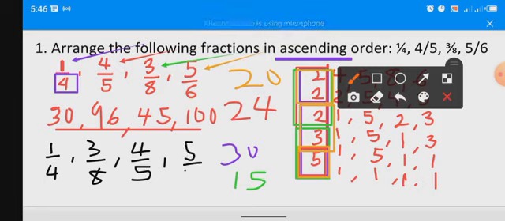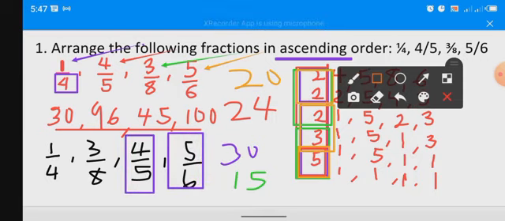So that's it. But if you are to arrange in descending order, you are to begin with 5 over 6, followed by 4 over 5, and so on. Get it? So that's it.